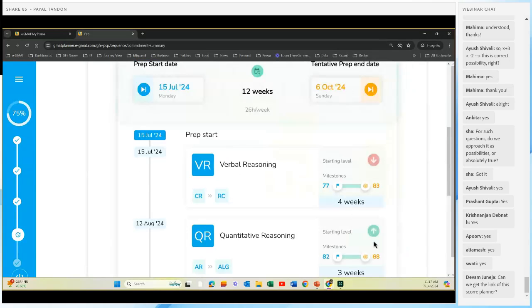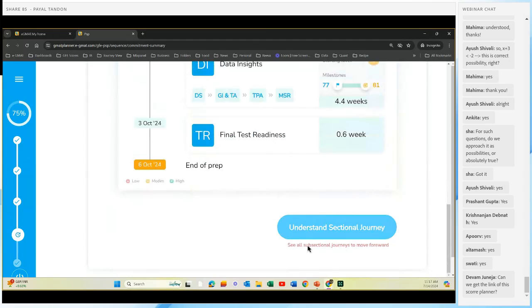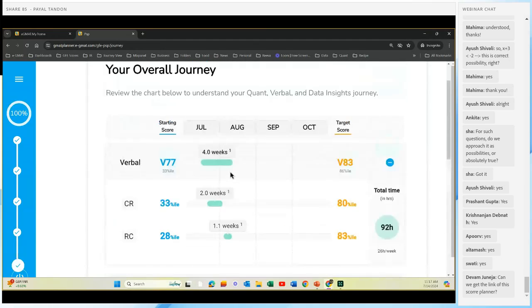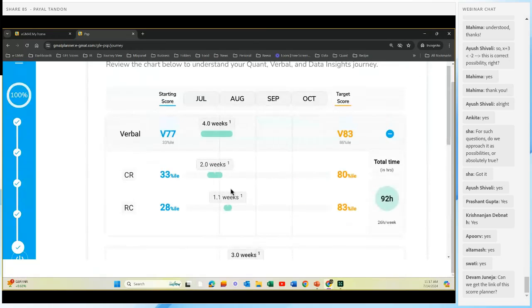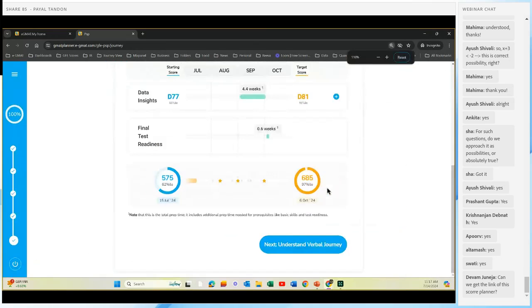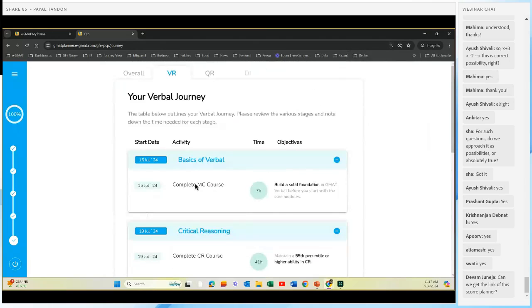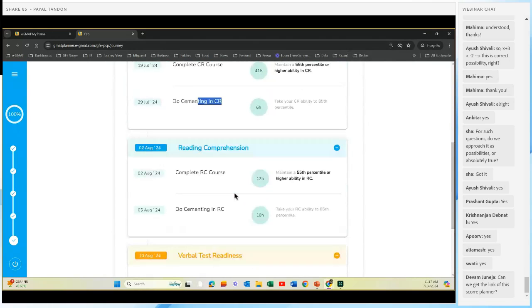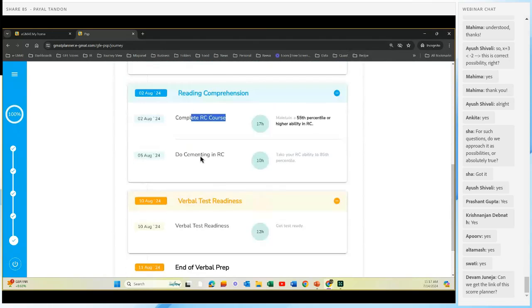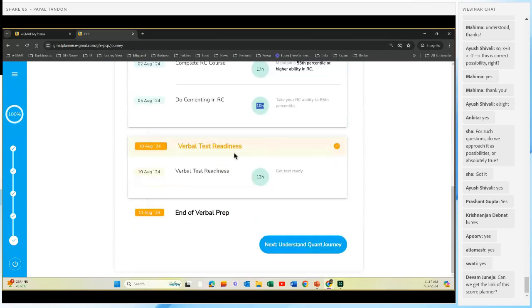Okay. You accept that. And now it's going to explain to you what your journey would look like. So in verbal, this is what it is. Let's show the detailed journey over here. You're going to start with the master comprehension course, which is going to take 7 hours. Then you're going to finish the CR course, do cementing in CR, then do the RC course, do cementing in RC, and you can see how much time we are spending on cementing. And then you do verbal test readiness.